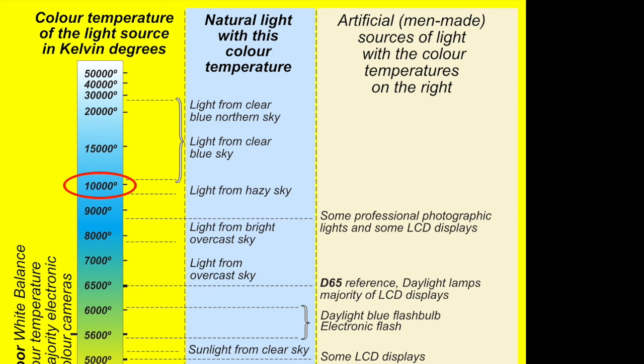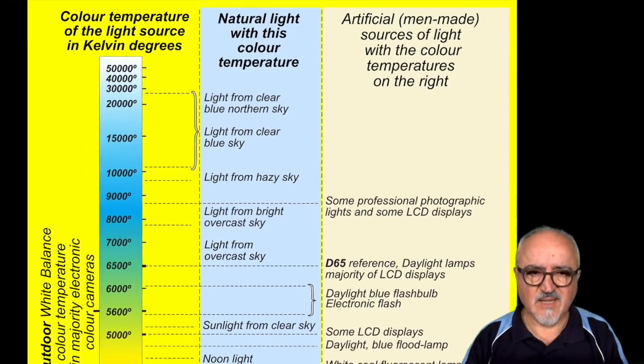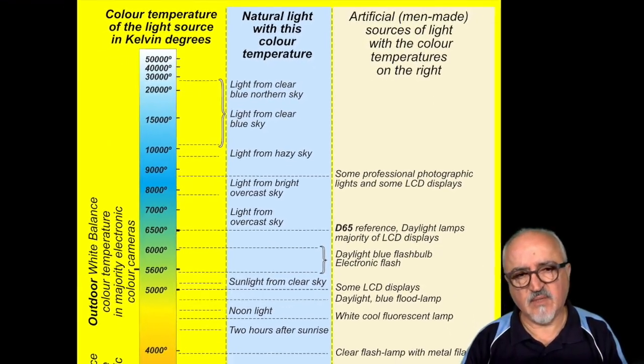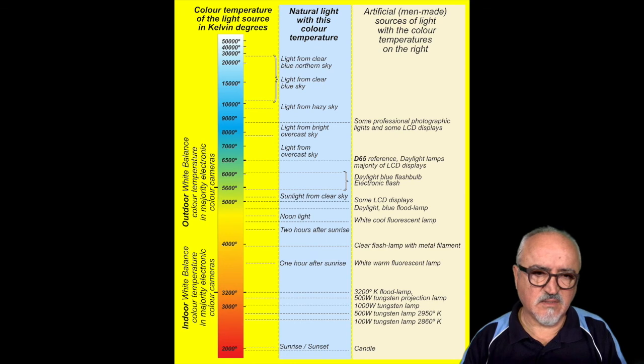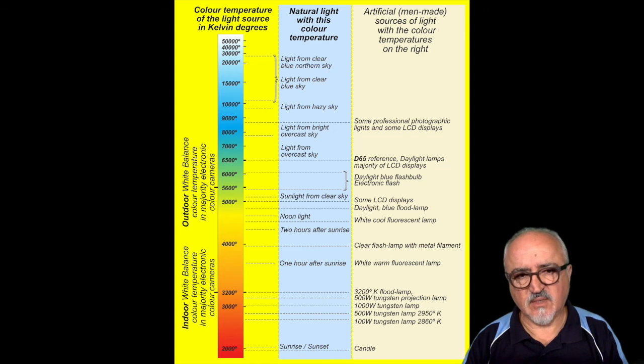Anything between 10,000 and 28,000 is light from different types of sky. Typically light from clear blue sky is about 15,000 Kelvin degrees, and as we go northern, clear blue sky would be between 20,000 and 30,000 Kelvin degrees. Now you notice that this scale is not linear, it's tried to be logarithmic in order to show you all the important temperatures, and logarithmic is the way the human eye sees, so the intensities of light we see with our eyes are also logarithmic in terms of color temperatures as well. So this graph shows the scale in that fashion.